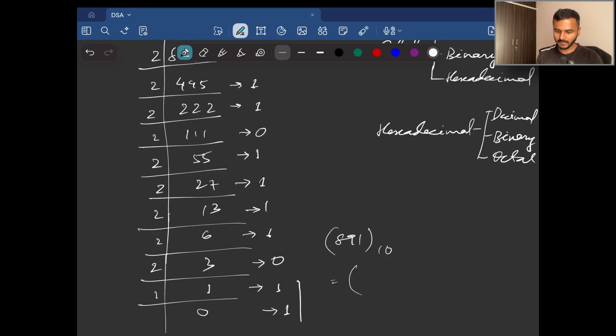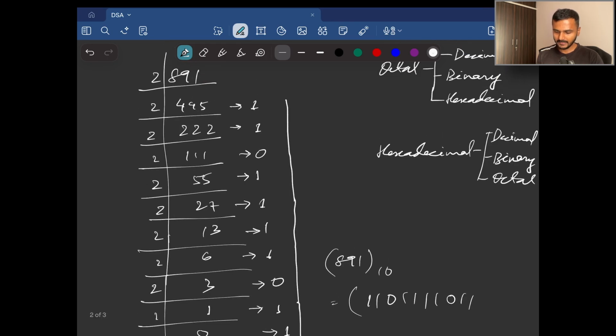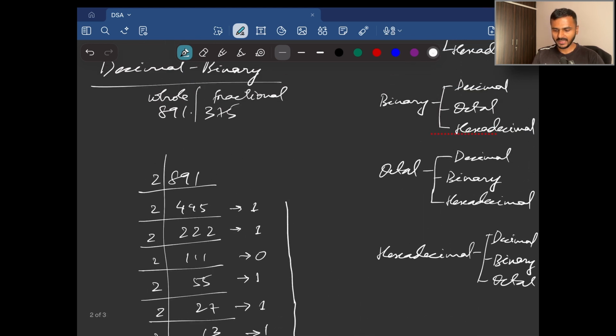We will have 11, 0, 111, 1011, and that is it. So this is the binary representation of 891. But the number that we had taken was 891.375. So next, we will discuss how to convert 0.375 into its binary equivalent.